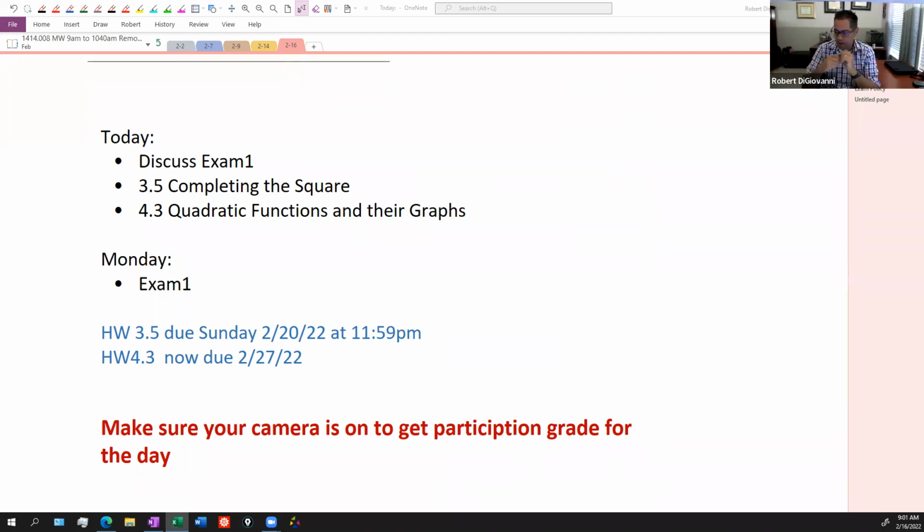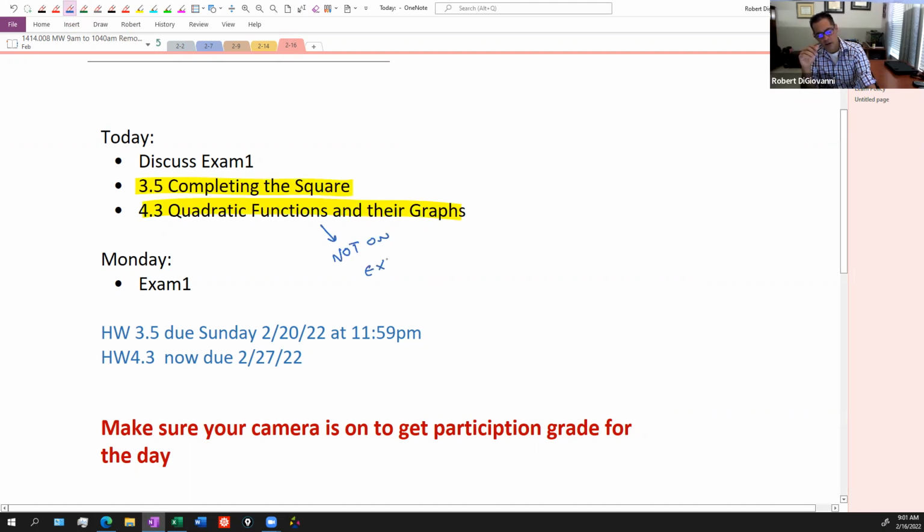Let's get started here. Today is Wednesday, so today we're going to discuss the first exam. We're going to do a little bit of 3.5 called completing the square, and then we're going to get into quadratic functions and their graphs. The material we cover today will not be on exam one.